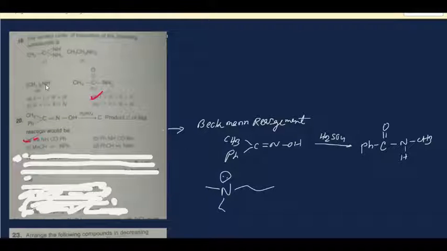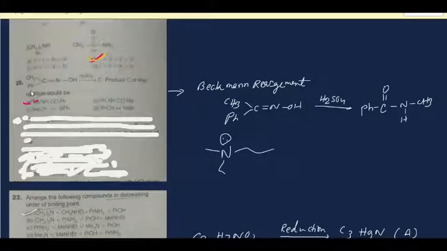And after that, 3 will come because it has more plus I effect, so the electron density over the nitrogen is more. Then 2 will come, as this one is not in resonance or anything like that. Then number 4, this one has its lone pair in resonance. So basicity is in this order: 1, then 3, then 2, then 4. Not this one, sorry.